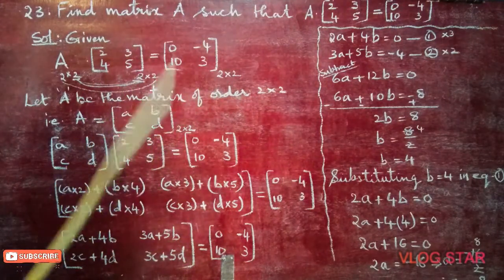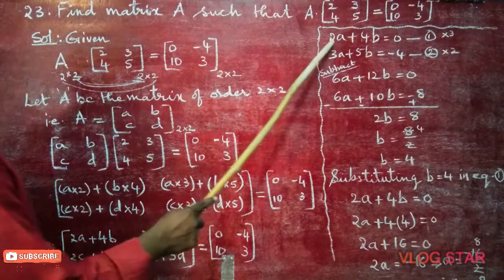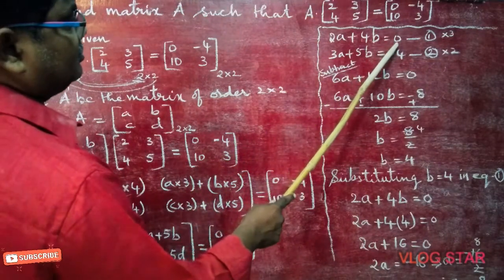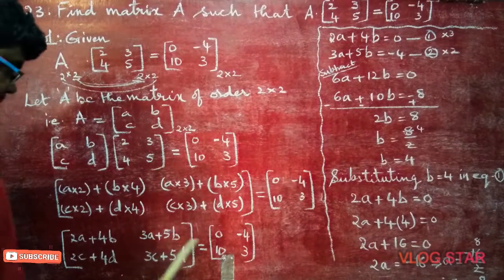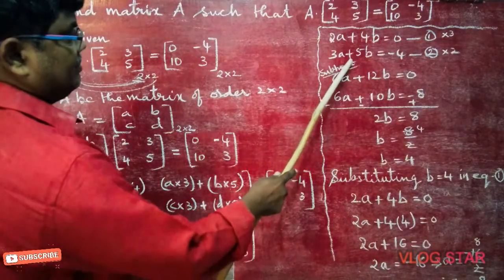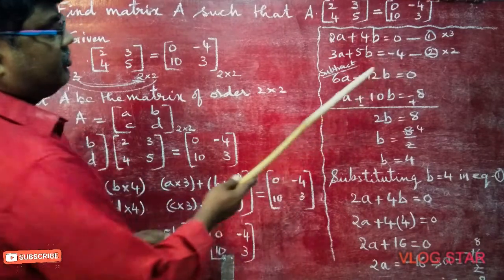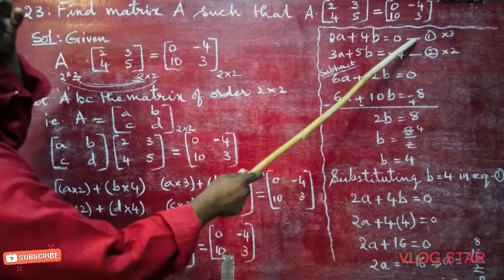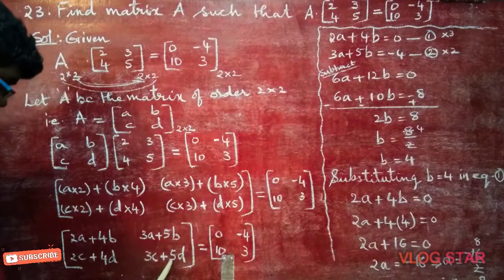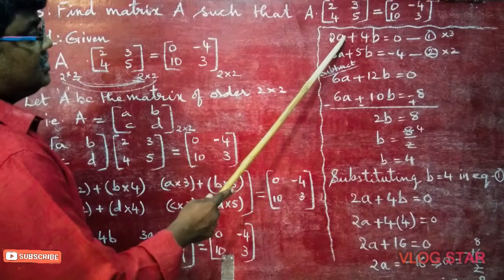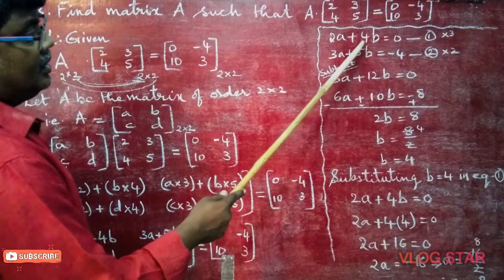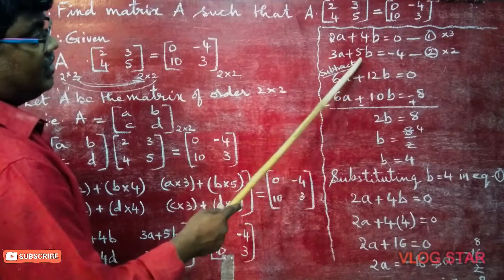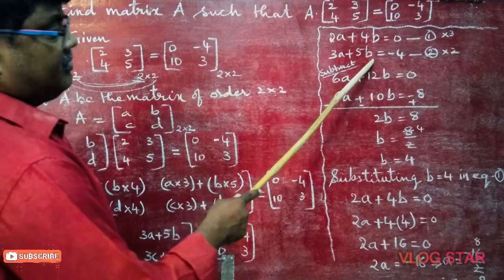Now I am comparing first element with first. 2A plus 4B is equal to 0. Keep this as equation number 1. 3A plus 5B is equal to -4. Now we got simultaneous equations. We have to solve them one by one because these have the A term and B term, and the variables are the same. So we are solving these two simultaneous equations first.